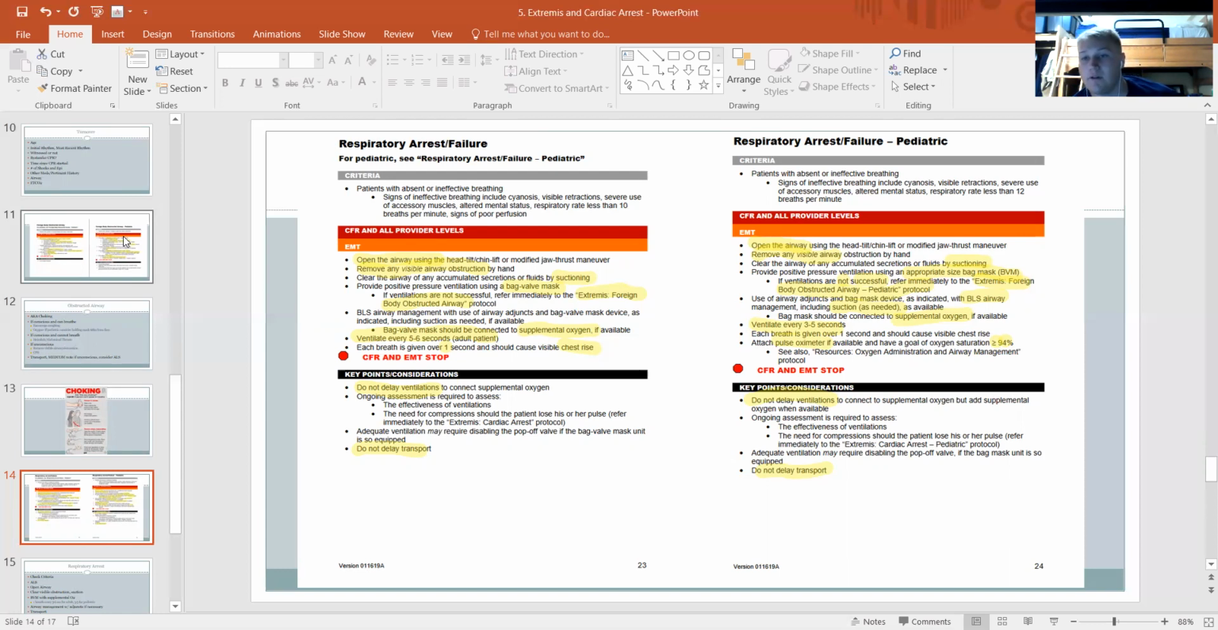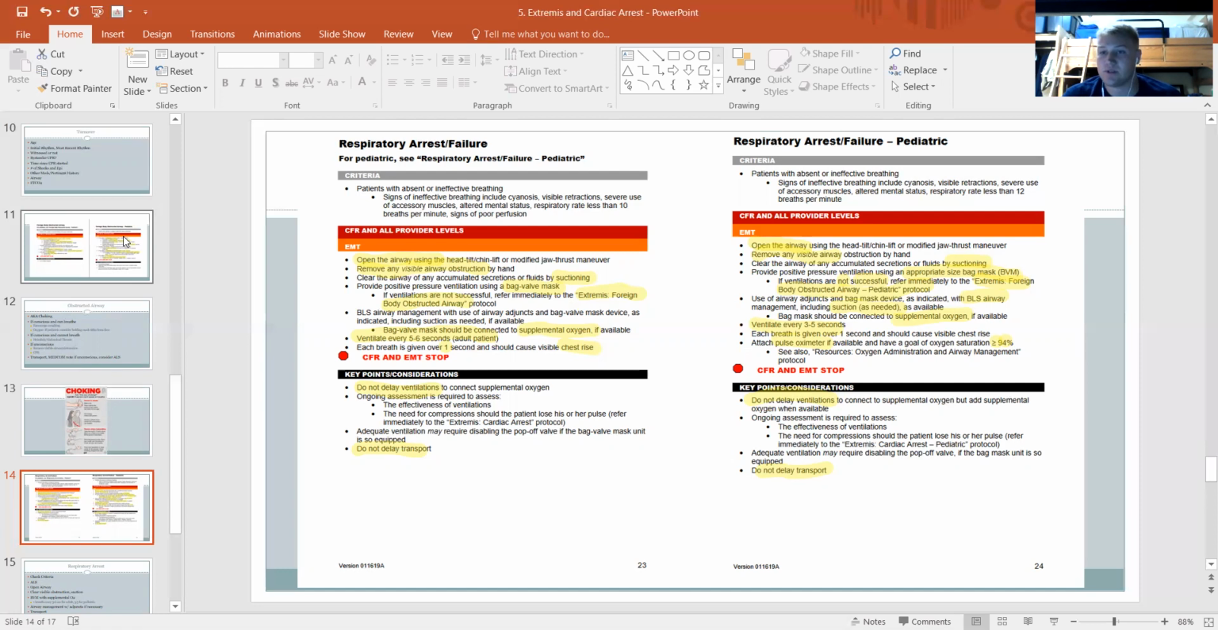And then if the breaths do go in, then you can use BLS airway management with an OPA, and a bag valve mask is necessary, including supplemental oxygen. So the bag valve mask, obviously connected to supplemental oxygen. For an adult patient, ventilation should occur every 5 to 6 seconds and be given over 1 second and cause visible chest rise. For a pediatric patient, ventilation should be given every 3 to 5 seconds, and again, be given over the period of 1 second and should cause visible chest rise.